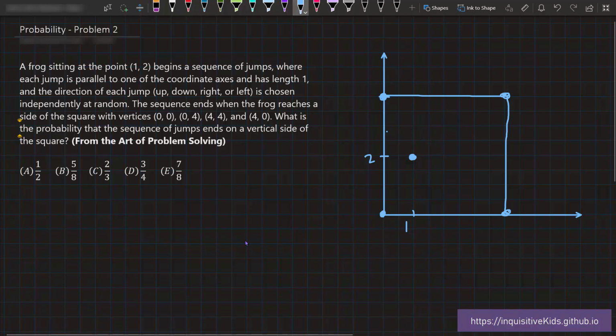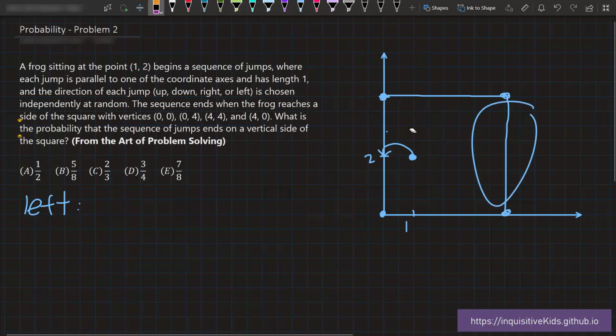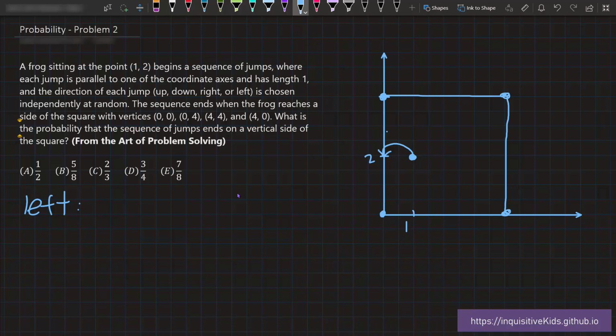Now, how do we break this problem down? Well, we know that it can either jump up, down, right, or left. So let's start with the first jump. Let's first explore what would happen if the frog decided to jump to the left. If the frog jumps to the left by 1 on the first jump, we see that it has already hit a vertical side, right? The two vertical sides being this side and this side of the square. So if it jumps to the left immediately, then it would have already hit a vertical side of the square, and the jumping sequence would have just stopped there.